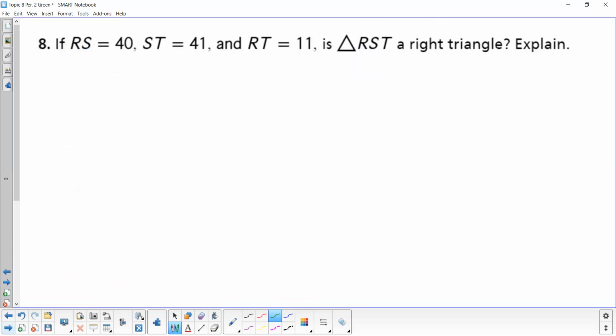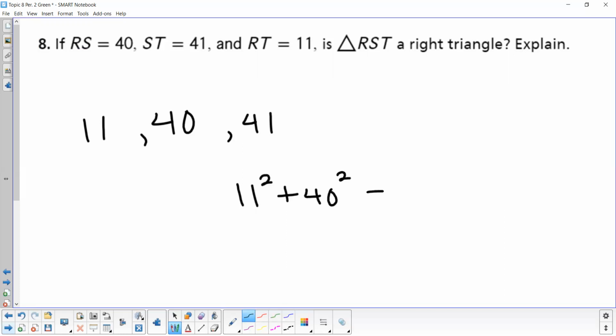So, with that information, you've got sides of 40, 41, and 11. How can we test whether or not this is a right triangle? What we're going to say is 11 squared plus 40 squared, is that equal to 41 squared? Let's do this in two separate steps. Type into your calculators 11 squared plus 40 squared.